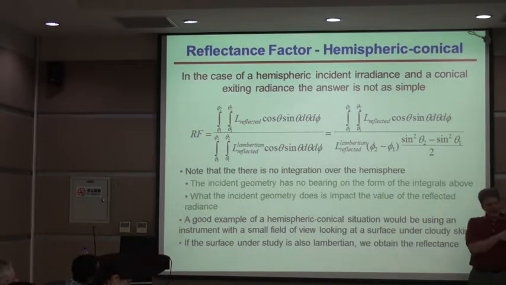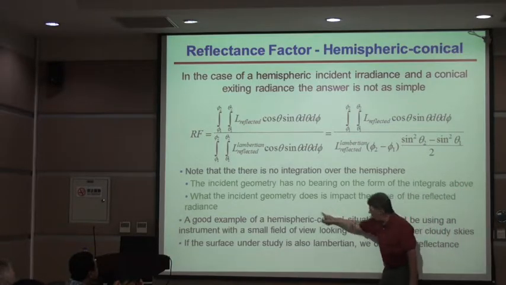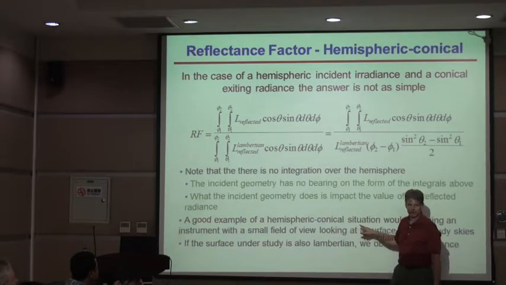So if I have a conical amount of energy coming into a surface versus a hemisphere, my reflected radiance will be larger in the hemispheric situation than it will be in the conical situation. But when I look at my equations here, I will never see a difference in the format of the equation itself. Because the format of my equation is only in terms of what's coming off of the surface.